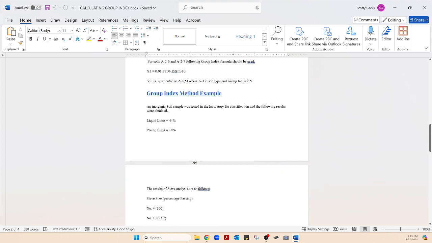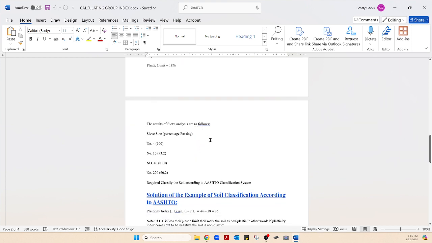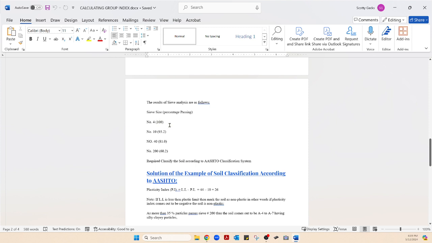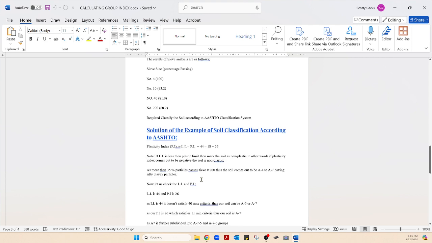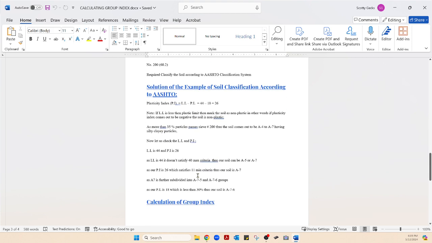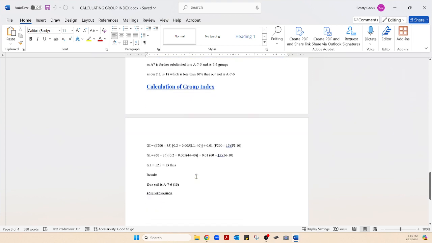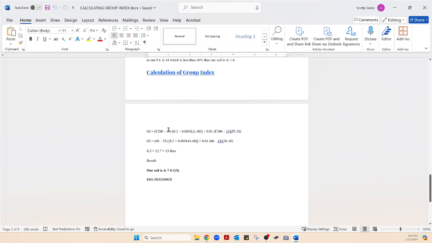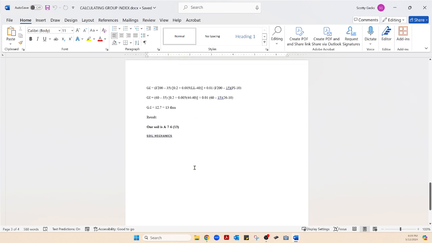I don't know if you have the ability to print, but here's what these analyses follow. Number 4 sieve. Here's a practice problem, and here's the calculation of it right here. It's not calculating this for you, but it's telling you the result is our soil is A7-6. The group index was 13, as you can see.